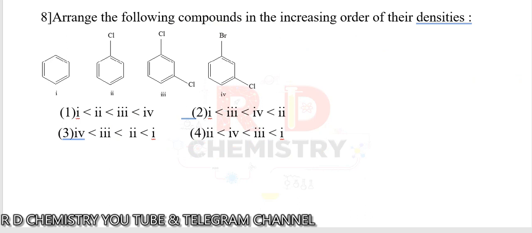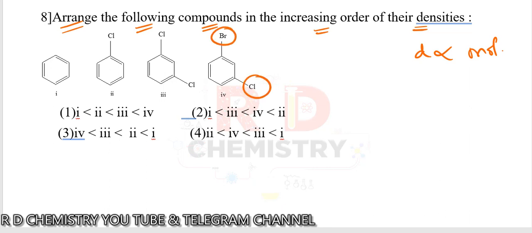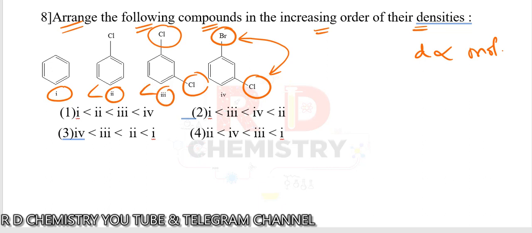Question number 8. Arrange the following compounds in increasing order of densities. Remember, density is directly proportional to molar mass. As the molar mass increases, density increases. Now see here, in examples 1, 2, 3, 4, as the atomic mass of the halogen goes on increasing, the density also increases, correct? So the least should be for the benzene. And if you see carefully, the same order: 1 should be lower compared to 2, compared to 3, compared to 4. Clear? So the answer should be option number 1, right?